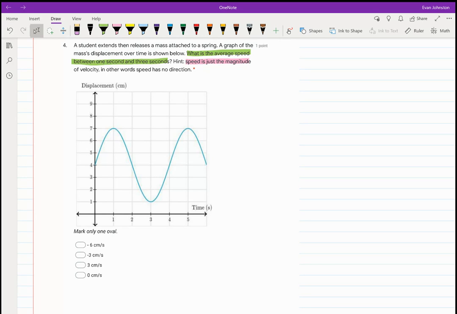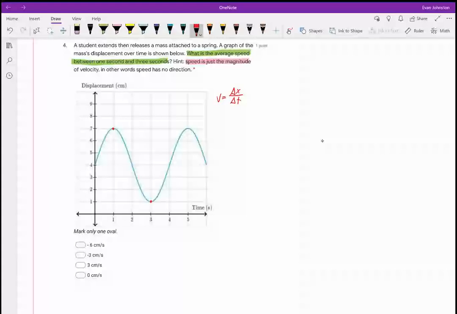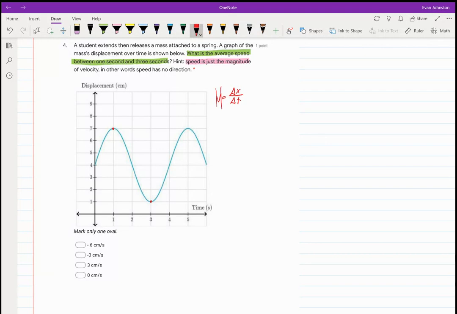We care about between 1 and 3 seconds. I see 1 second is right here and 3 seconds is right here. We know that velocity is the change in displacement over the change in time. But since speed is just the magnitude, I can do that and take the absolute value of it. So if I look right here, my rise is 1, 2, 3, 4, 5, 6. So we've gone 6.